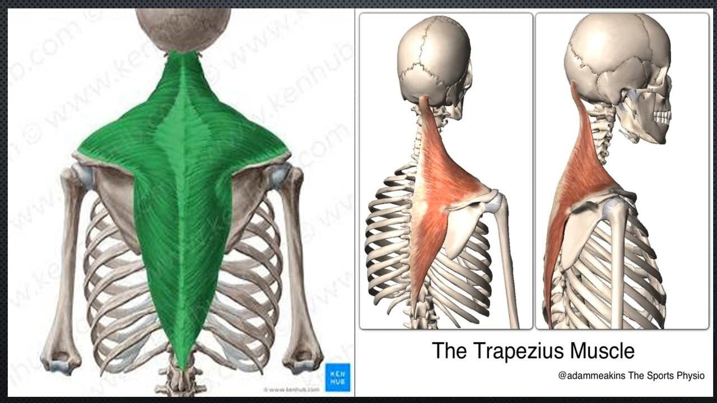Action of these muscles: the upper fibers pull the shoulder girdle upward, while the lower fibers pull it downward, and when both muscles contract, they draw the shoulder blades towards each other. When the shoulder blade is fixed, the trapezius draws the head and neck backward. When the muscle contracts on one side, it rotates the face towards the opposite side.